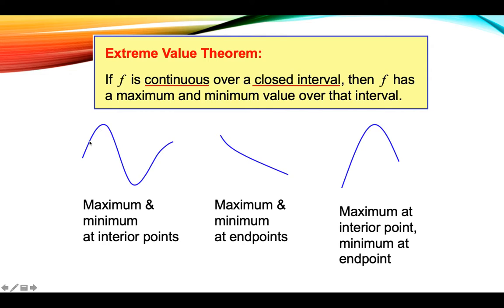So here's an example of where the maximum and minimum occur at interior points, at critical points that are not the endpoints. Here's one where the maximum and minimum occur at the endpoints. And here's one that's kind of mixed. We've got a maximum at a critical point here on the interior and a minimum at an endpoint.